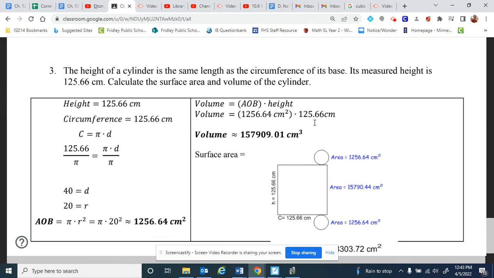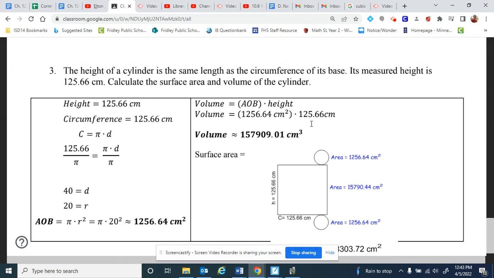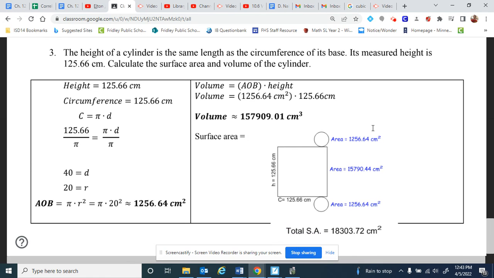And then we're going to go ahead and multiply that by the height. And this is convenient because they told us the height in the problem up here. So we know the height of the cylinder is 125.66 centimeters. So all we need to do now is take the area of the base times the height, and we get the volume. So multiplying those two numbers together, we get 157,909.01 centimeters cubed, because we need centimeters cubed because this is volume.